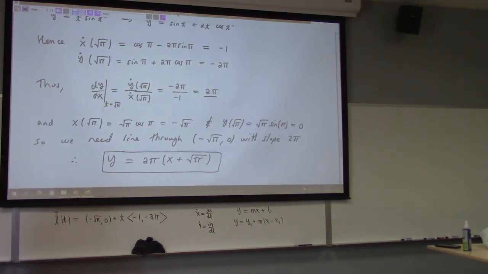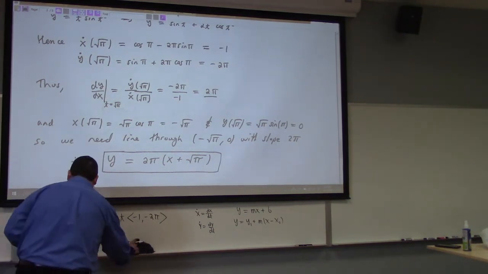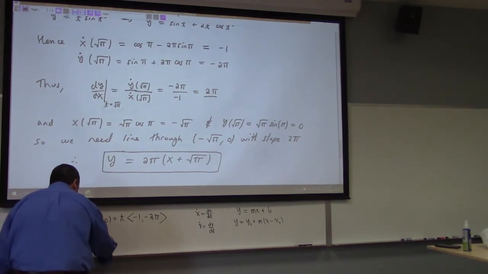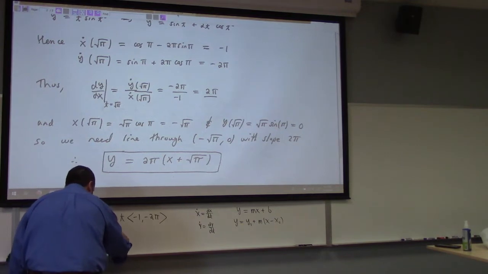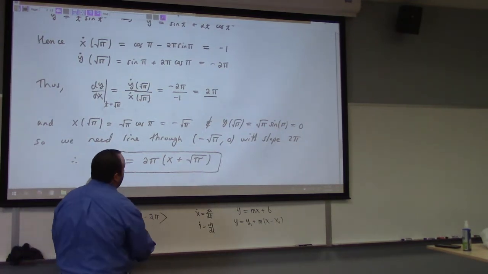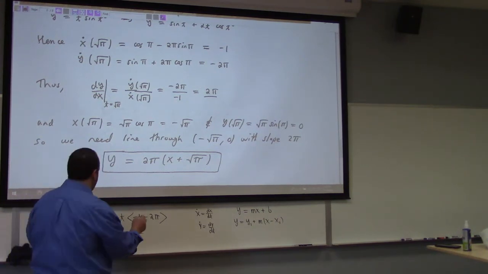If I wanted the parameterization of the colliding tangent line, what would that be? I know it's been a while since we talked about that, but what would I do? I do the point of tangency, and then I have to shift this to the time where it, yeah, t minus root pi, right?